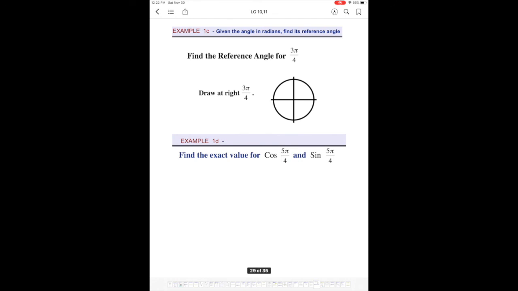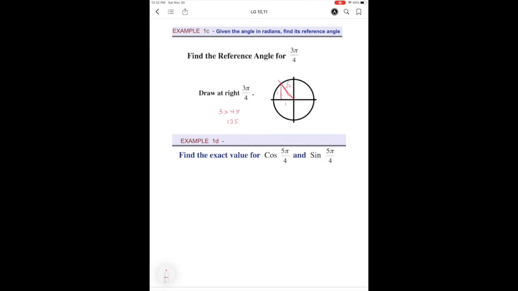Now, these ones are much the same. They're just dealing with pi over 4s. So what you're doing here is going 3 times 45 to get 135. So I know it's somewhere here. And you label as 1, 1, square root 2.